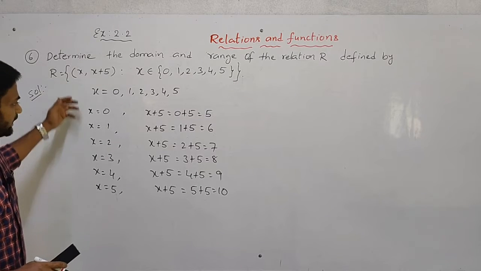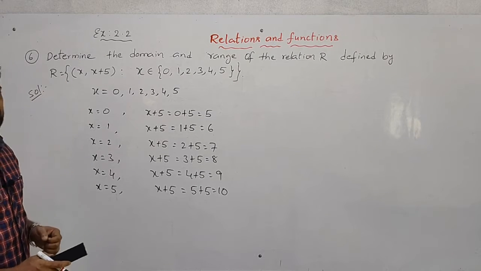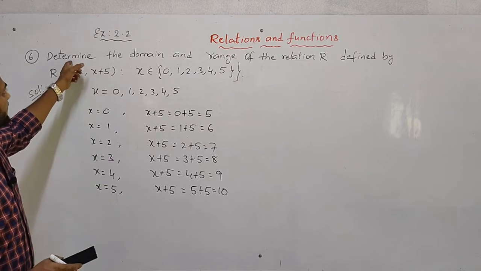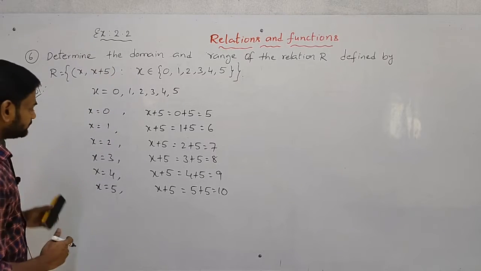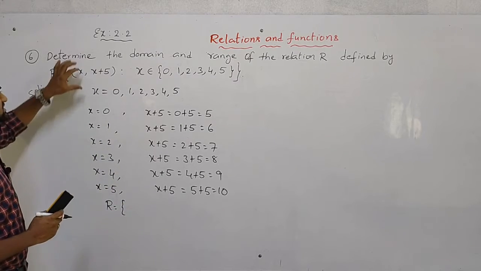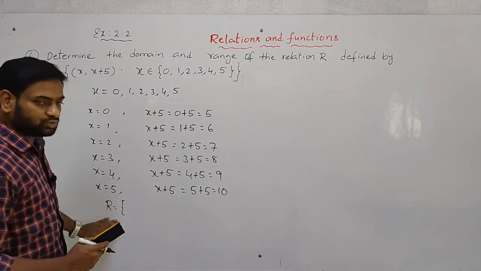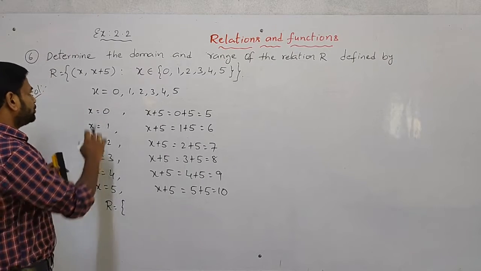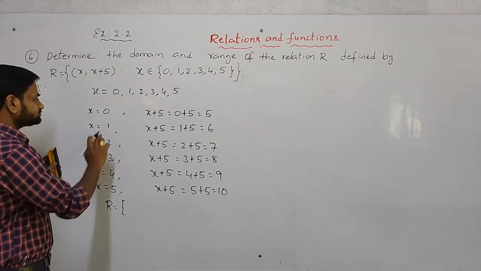Now we have to write in the roster form first. Later we can find domain and range. Now what is the relation in the roster form? It is the set builder form. Now I am writing into the roster form. So x comma x plus 5.